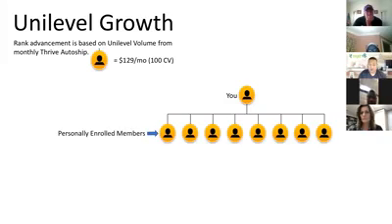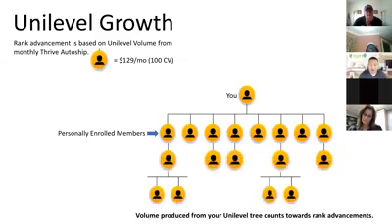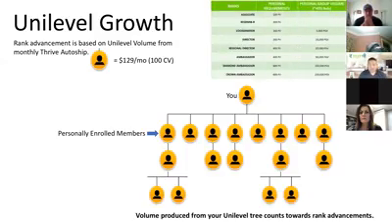So personally enrolled members go on your front line. You can go as wide as you want on your unilevel, and all the growth that happens down below that unilevel is called your personal group volume. And that personal group volume is what counts towards your rank advancement, okay? So now, when we look at the rank advancement chart, let's take a look at the director rank, 10,000 personal group volume. That means you have to have 10,000 in personal group volume across your unilevel organization.